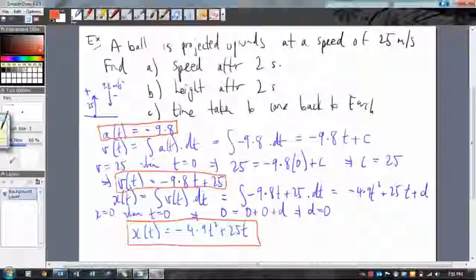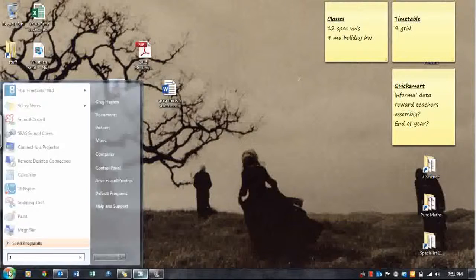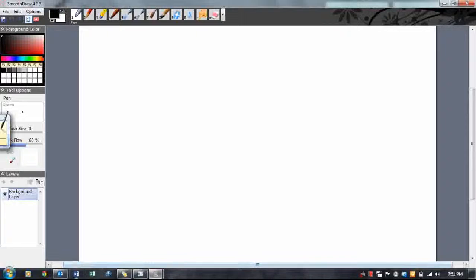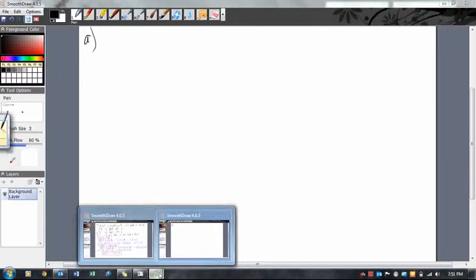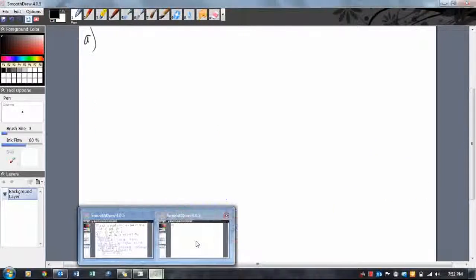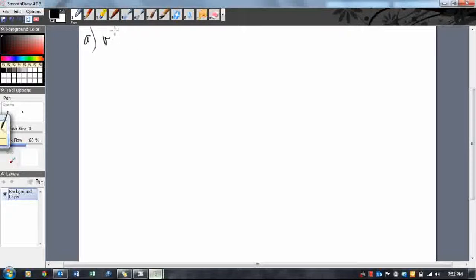I'm just going to open up another window to do that question, so I can click back just in case I forget what it was. So the first question, part A, wanted to know the speed after 2 seconds. So let's look at the velocity after 2 seconds. v of t is equal to negative 9.8t plus 25.